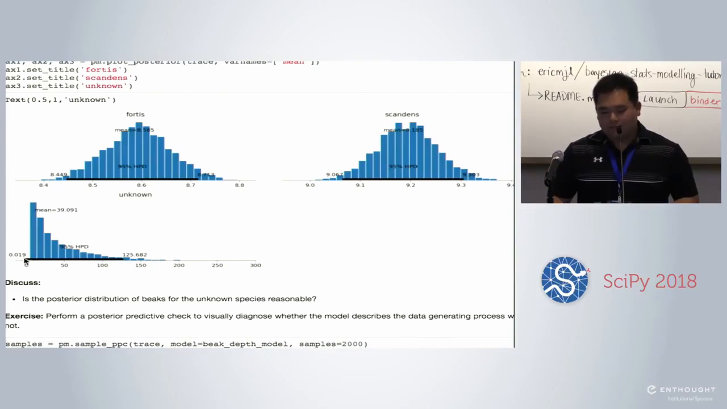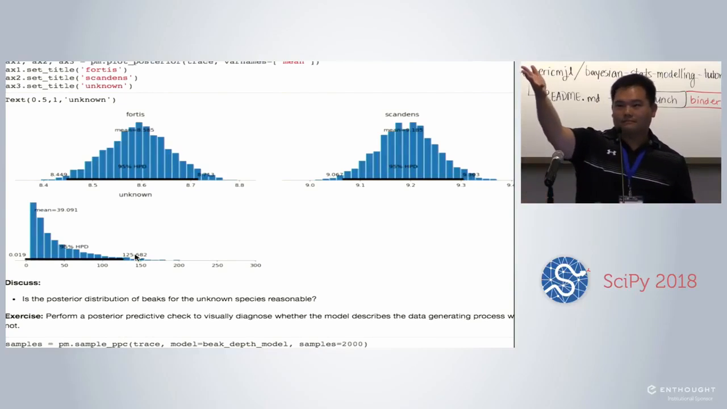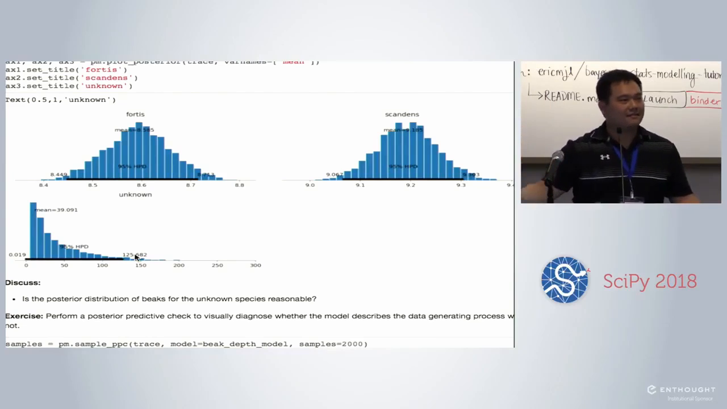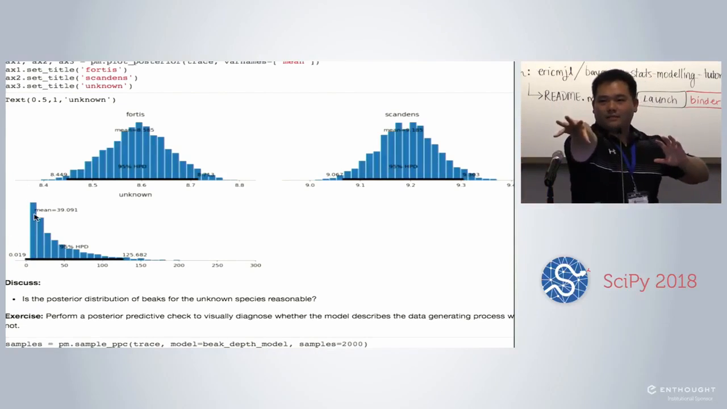So think about it. Given what you know in biology, given a single observation, the posterior distribution for this unknown species for beak length ranges from 0.019 to 125 millimeters. Does this sound reasonable to you? Reason being, sorry, so let's do someone from this section. Pardon me?